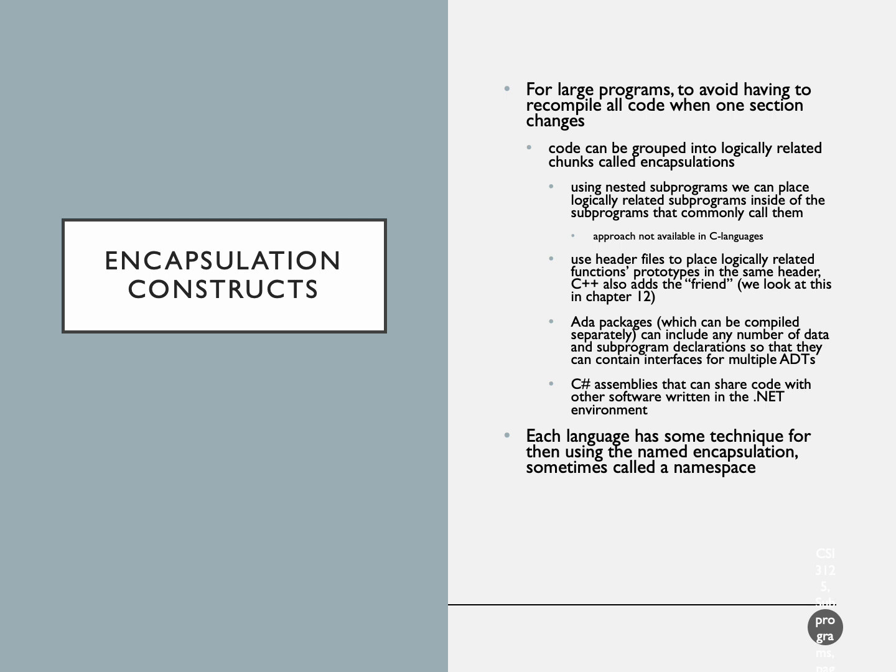Now ADA supports packages that can be compiled independently. These packages can include both data and subprogram definitions, making them flexible containers for ADTs. In C Sharp, encapsulation is achieved through assemblies, collections of compiled code that can interact with other .NET software. Finally, most modern languages use namespaces to implement named encapsulation, which prevents naming conflicts and keeps code organized.